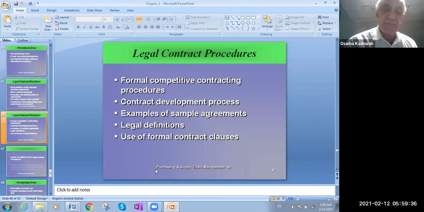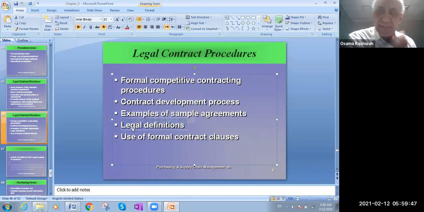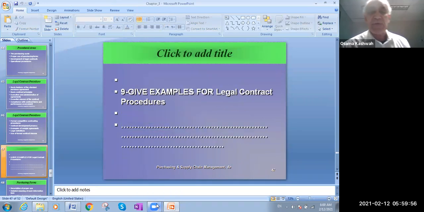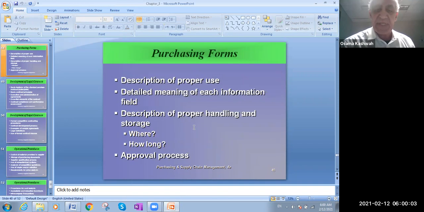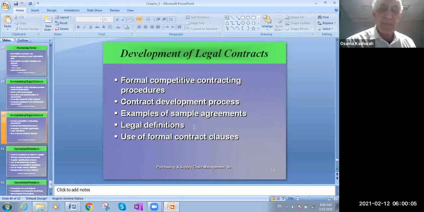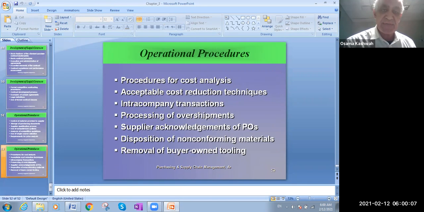Formal competitive contracting procedures, contract development process, examples of samples agreement, legal definitions should be very clear in the contract. Everything should be very clear and explicit. Use of formal contract clauses. So those are examples of the legal contract procedures. Should be taken into consideration when you are doing the contract procedures.